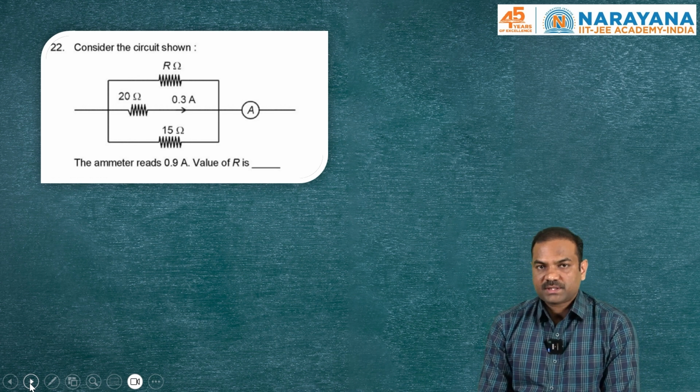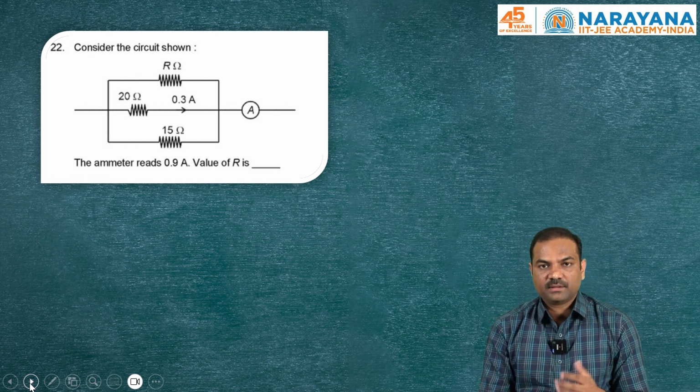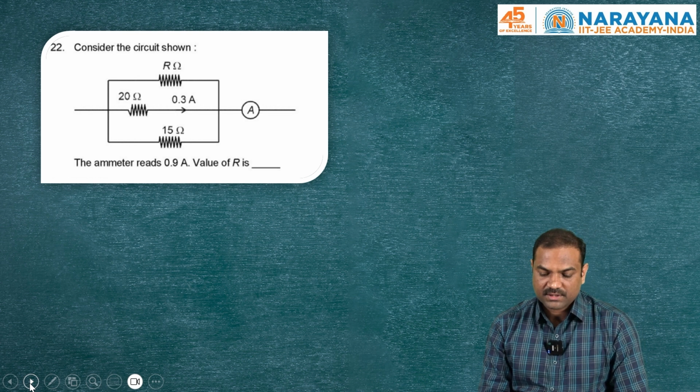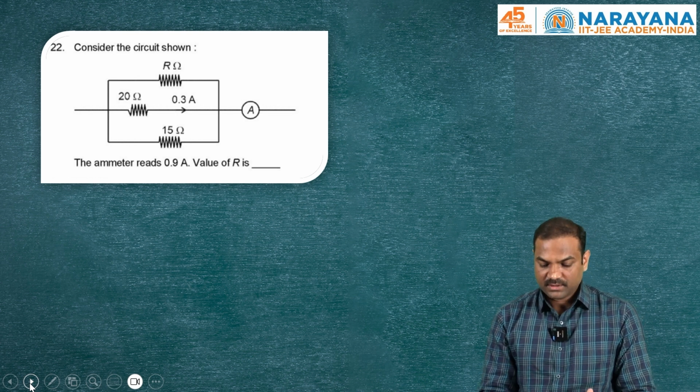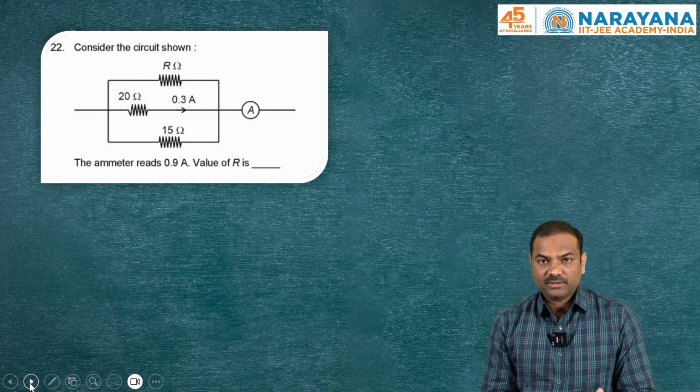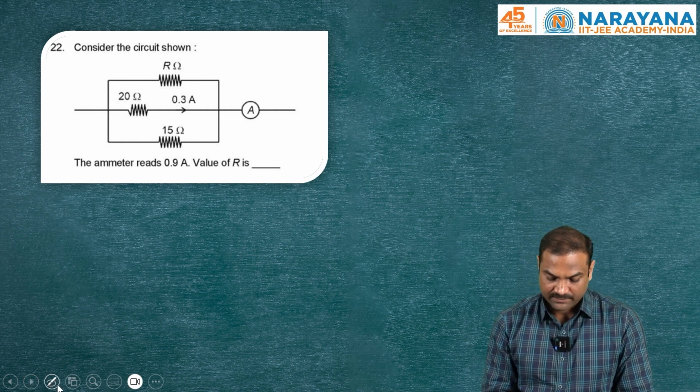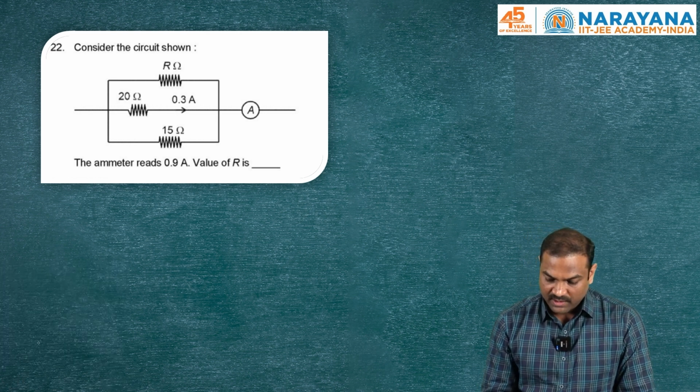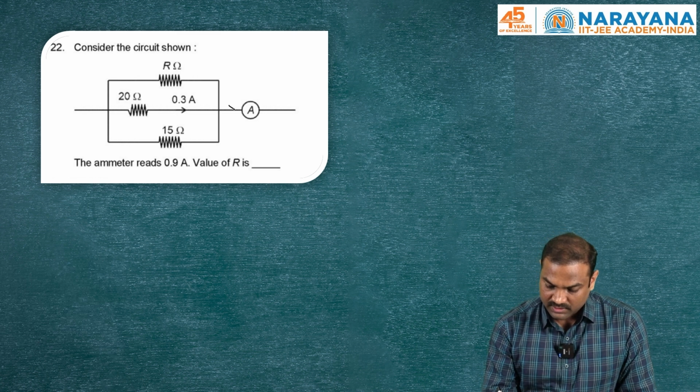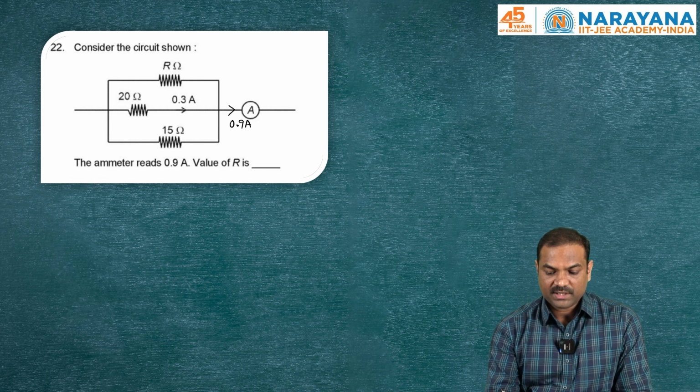The next question is related to current electricity, where they have given some resistors, currents, parallel connection and an ammeter. They are asking for the R value by giving the ammeter reading. The ammeter is showing 0.9 amperes, and already 0.3 ampere is there.